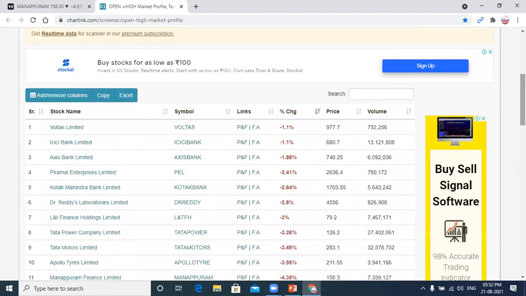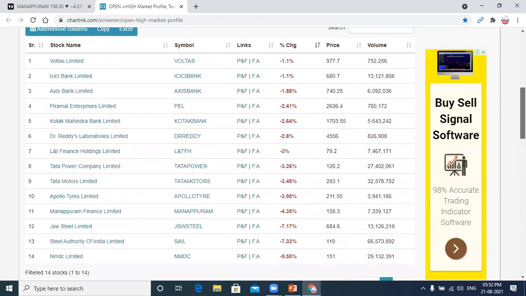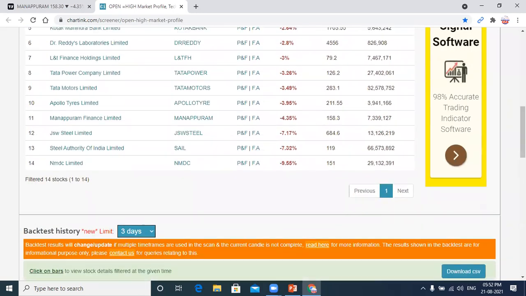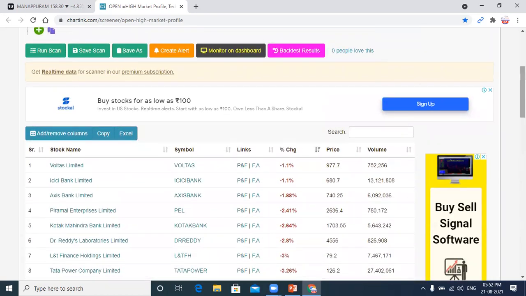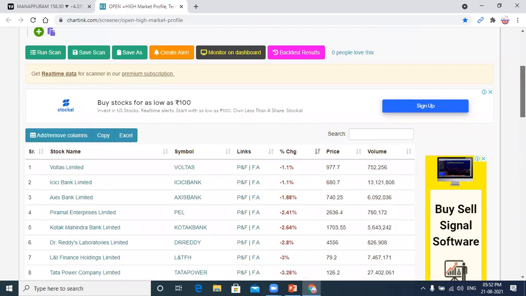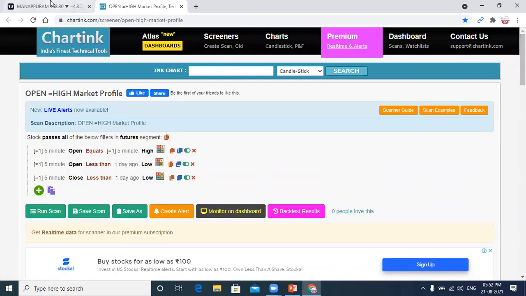So yesterday, why are we getting so many stocks? Because there was a major gap down opening yesterday in the index. So that's why you are getting too many stocks. Usually there will be only 1 or 2 stocks if this setup is met. So we will now discuss Manappuram Finance.